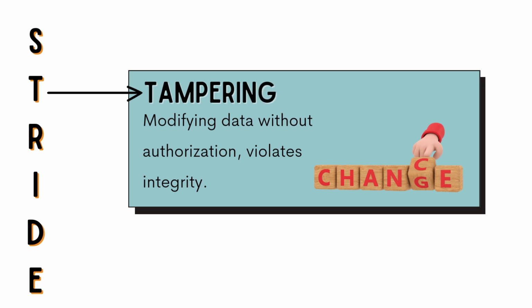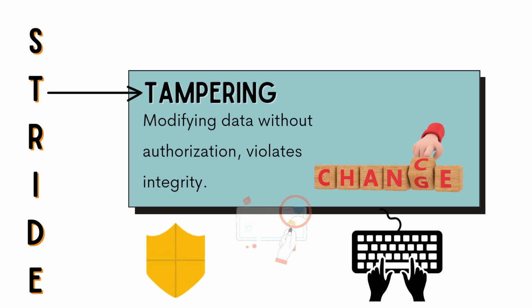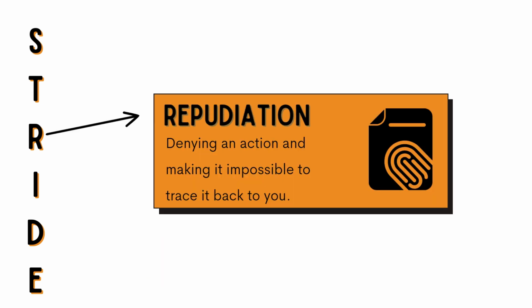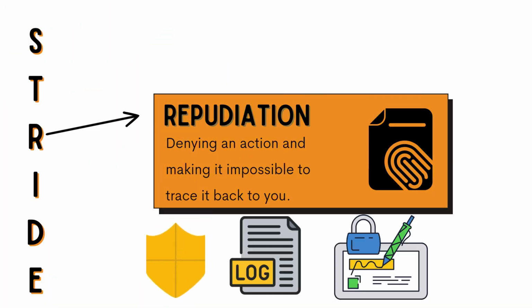Second is tampering. Modifying data without authorization violates integrity. Mitigate this risk with vigilant file monitoring and stringent input validation. Third is repudiation, denying an action and making it impossible to trace it back to you, violating non-repudiation. Counter this risk by maintaining robust transaction logs and enforcing digital signatures.